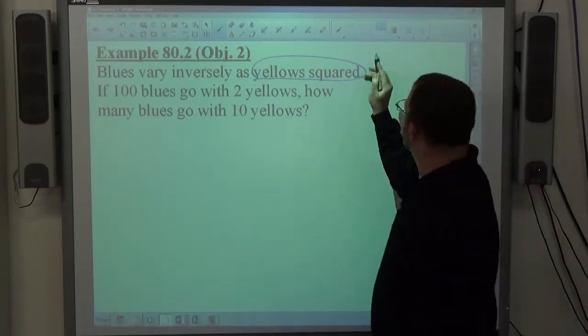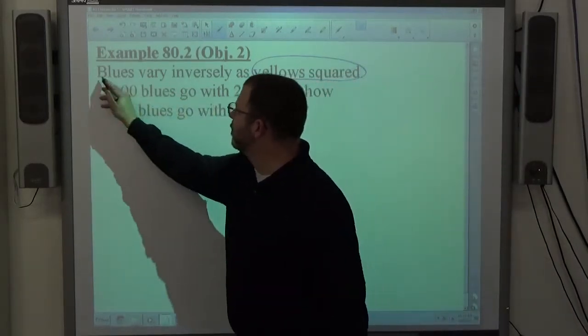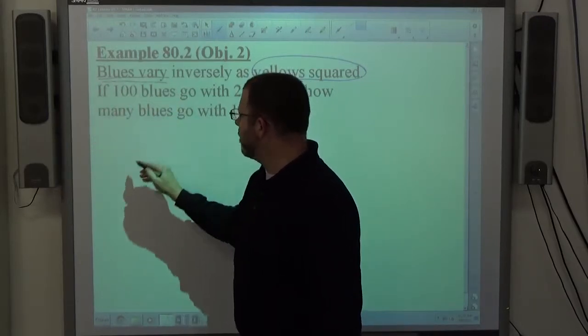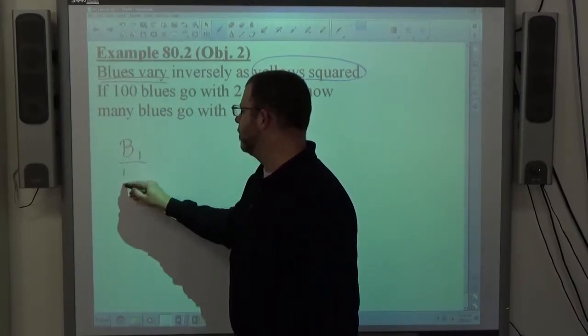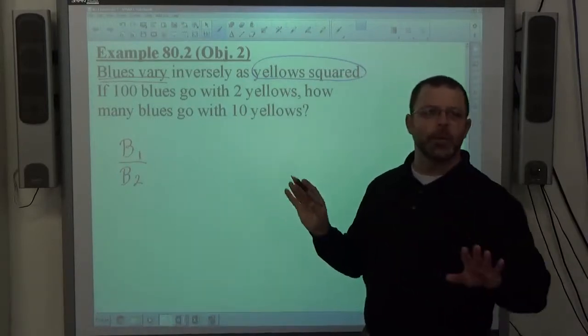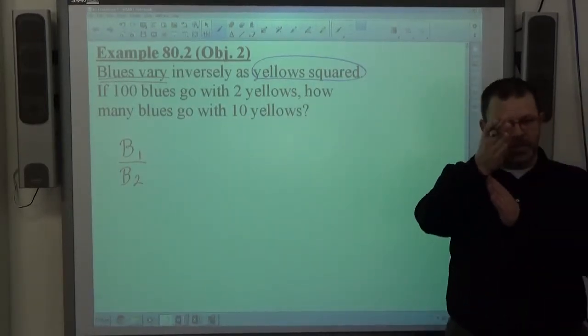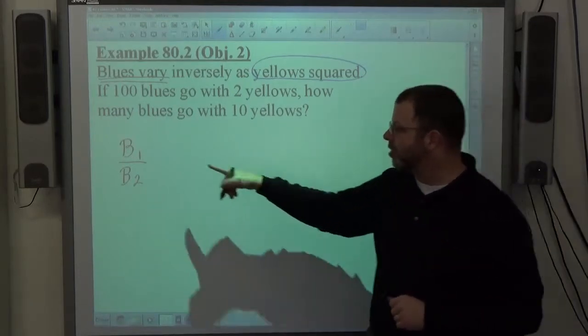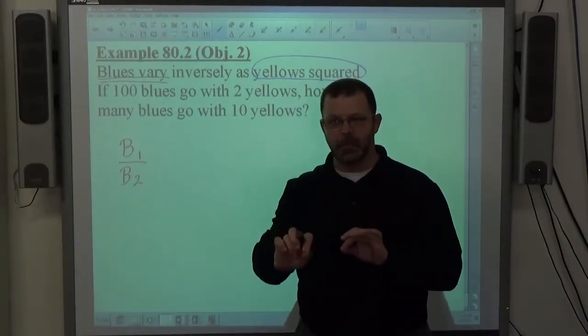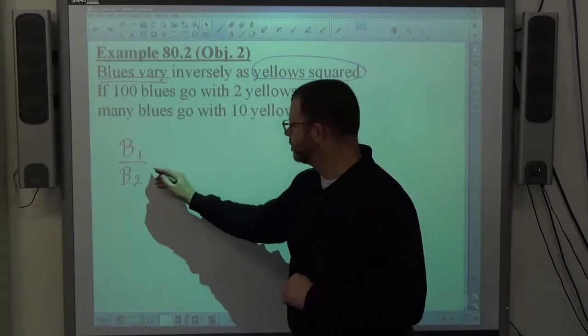right? So if we're doing it with this equal ratio method, it says blues vary. That means B1 over B2. Anytime you're going to use the equal ratio method, whatever is going to vary is always that thing sub 1 over that thing sub 2. And they are subscripts, not powers. So B subscript 1, B subscript 2.